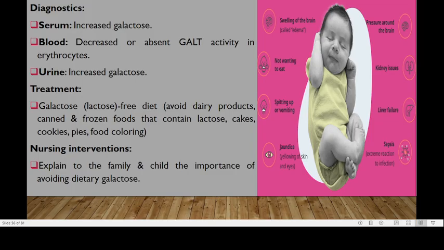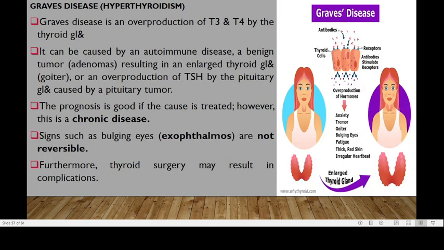In terms of treatment, you do a galactose or lactose-free diet. So you need to avoid dairy products, canned and frozen foods that contain lactose, cakes, cookies, pies, food coloring. Nursing intervention, you need to explain to the family and child the importance of avoiding dietary galactose.